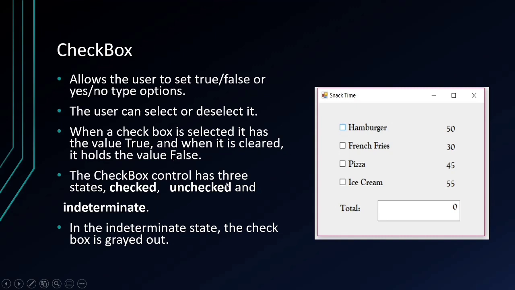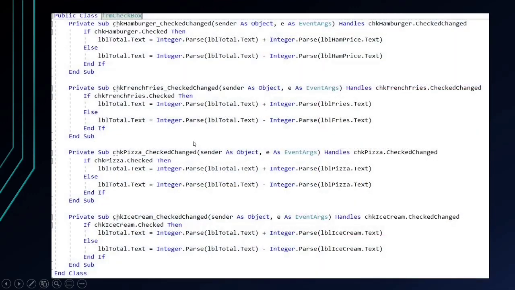The checkbox control has 3 states: the check, uncheck, and indeterminate. In this state, the checkbox is grayed out. For this example interface, we have a menu wherein if I check one of these 4 menus, it will add the total price for our customer. Here is a sample syntax.